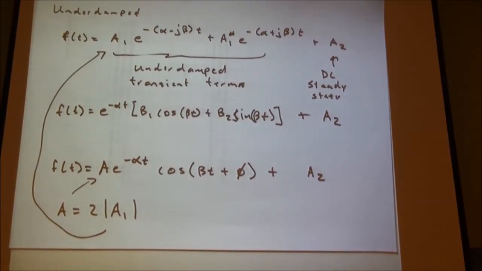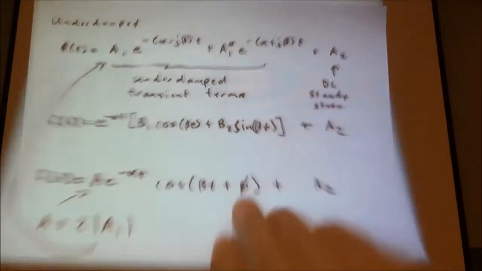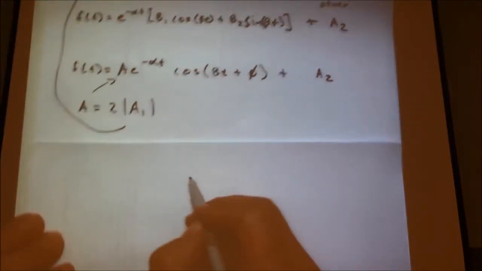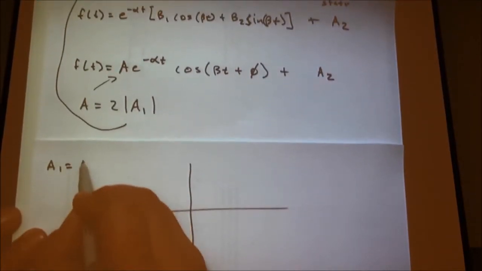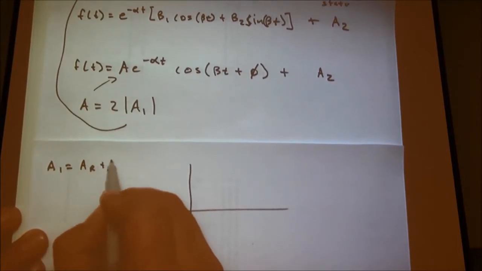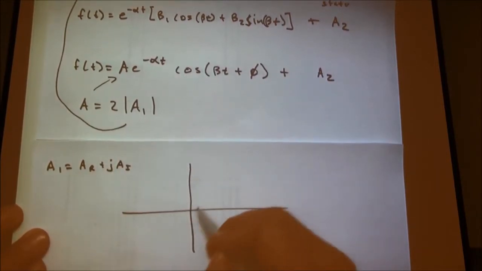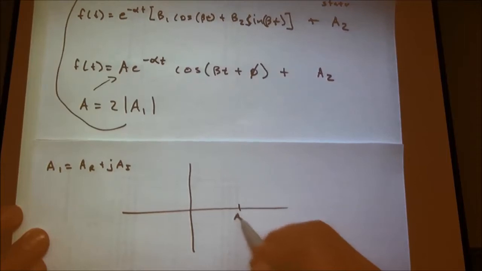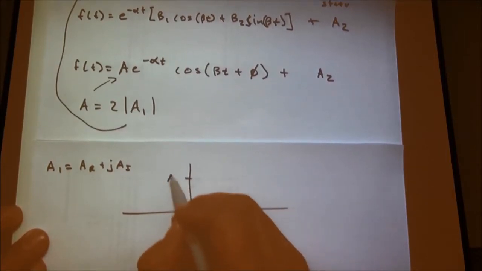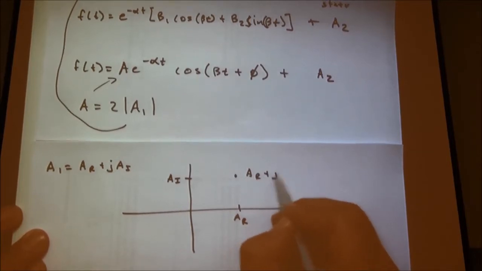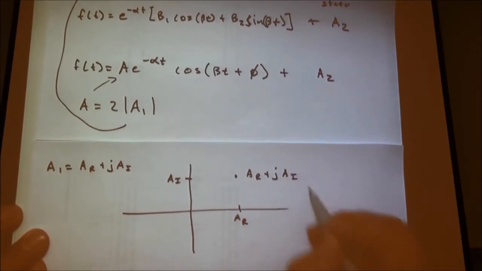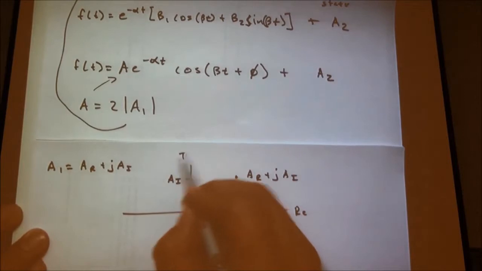So the vertical bars mean magnitude of. A quick reminder, if A1 is a complex number, we did this before break, but I guess it's worth writing down again. A1 equals A real plus j A imaginary. If there's A real there, and A imaginary, then that's A real plus j A imaginary on the real-imaginary axis.